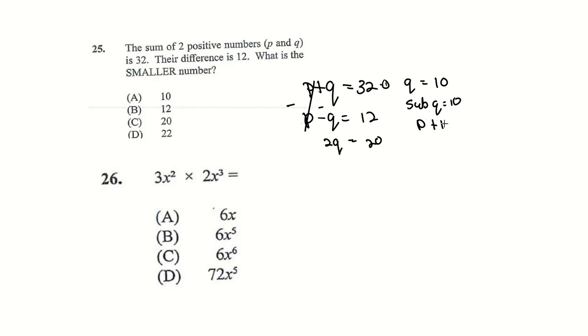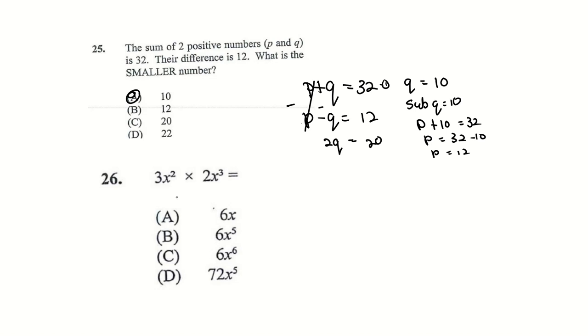So this is P plus 10 is equal to 32. So P would be 32 minus 10. So P is equal to 22. Actually, no. You got 10 for Q. My bad. I want to know the smaller number. The smaller number is 10. So Q was 10 and P was 22. They just want the smaller number. They didn't specify which number it was, P or Q, so you had to solve this to find both P and Q.